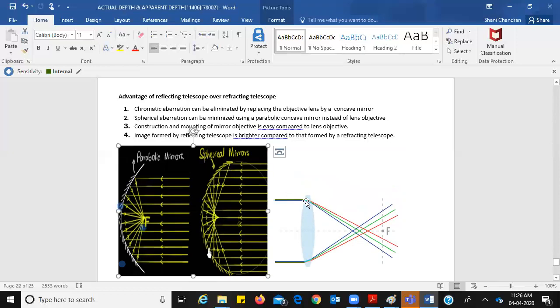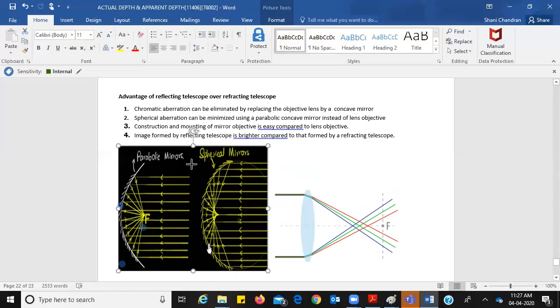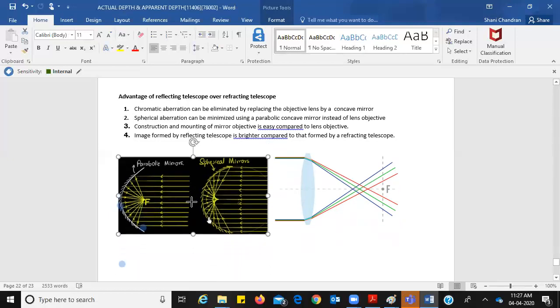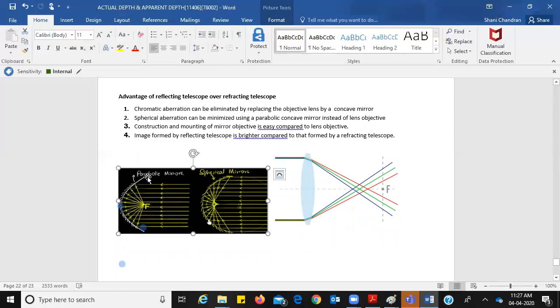So lens, you can't change the shape of the lens. Focal length will change. For a mirror, you can make the mirror more curved like this, so that you can have a parabolic concave mirror by adjusting the top and bottom more curved. So almost all the light rays have the same distance to the focus.